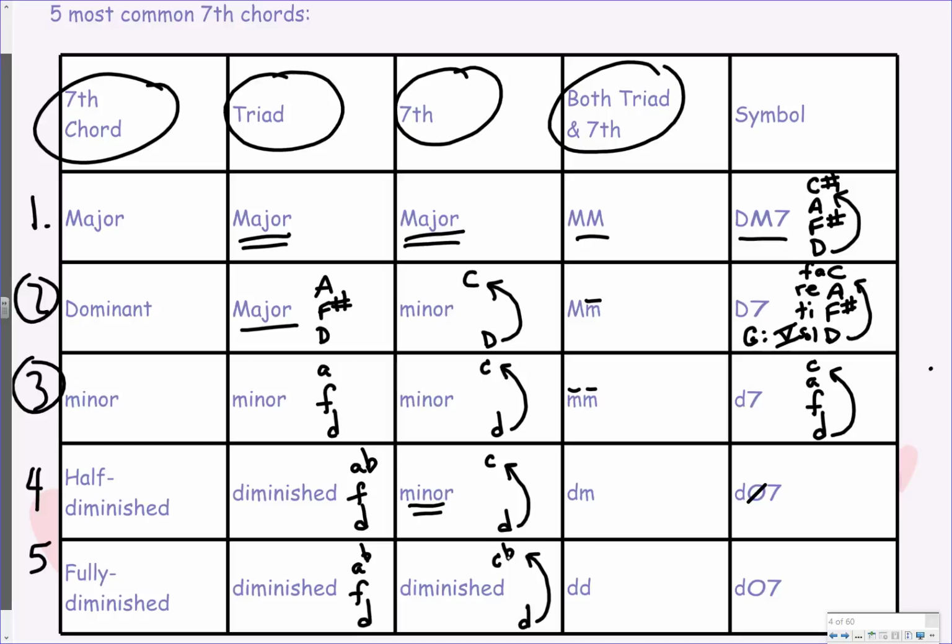So, going back to number 4 with the half diminished, let's look at the 4th column and you can see that we have a lowercase d and a lowercase m. The lowercase d signifies that the triad is diminished, and the lowercase m signifies that the interval from root to 7th is minor.